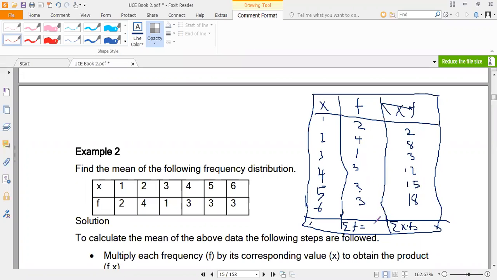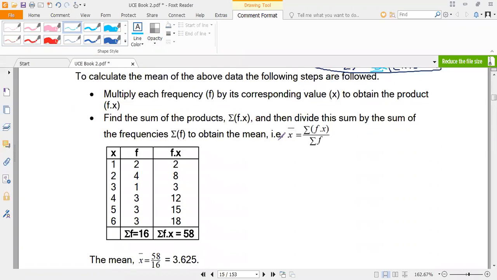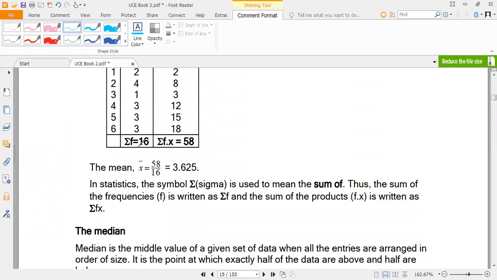So summation of f here, you add up all these frequencies. So if you add 2 plus 4 plus 1 plus 3 plus 3 plus 3, you get the answer which you put here. Then you add 2 plus 8, you get the answer which you put here. So the summarized table is here. So you can see the summation of f, which is got by adding all the frequencies, is 16. Summation of fx, so what we call xf, is 58, which is here.